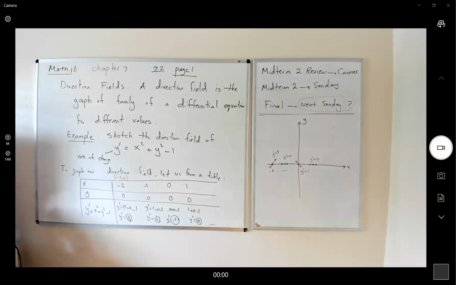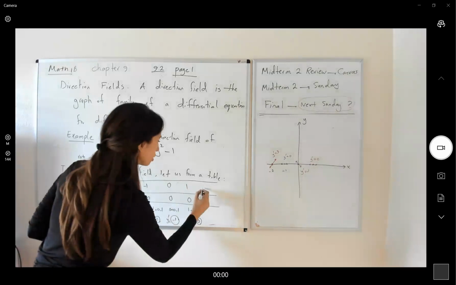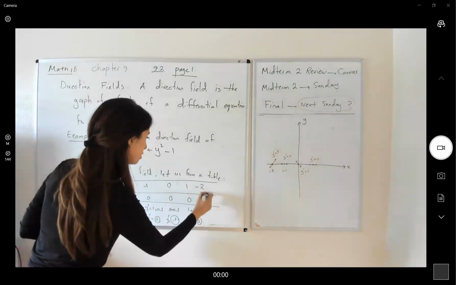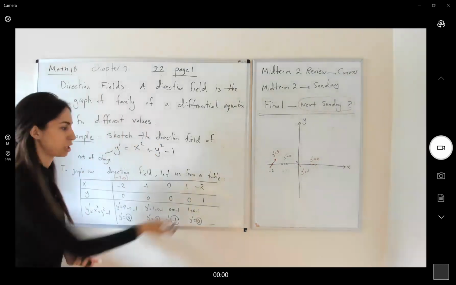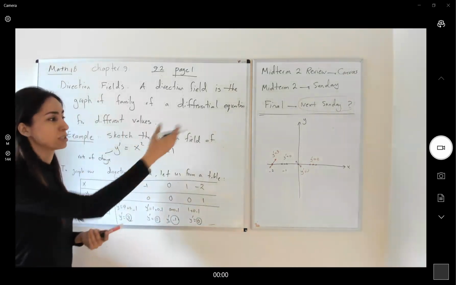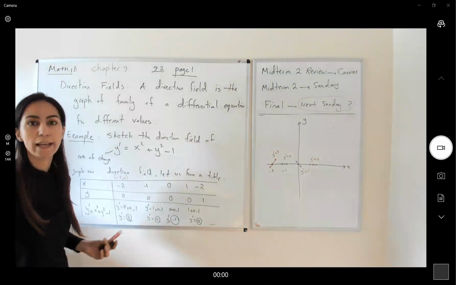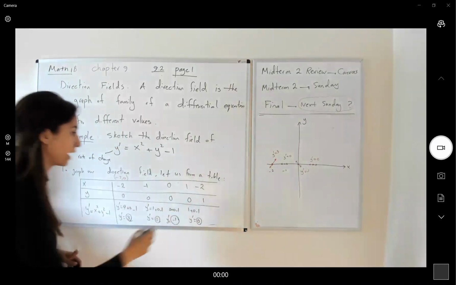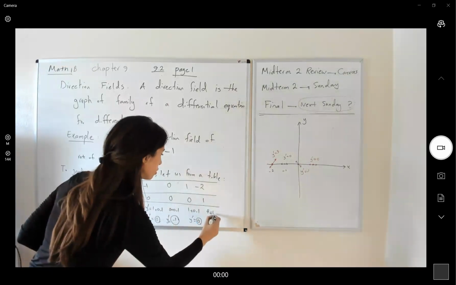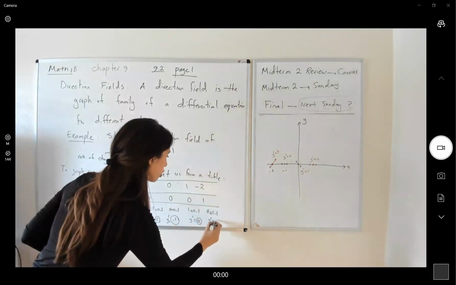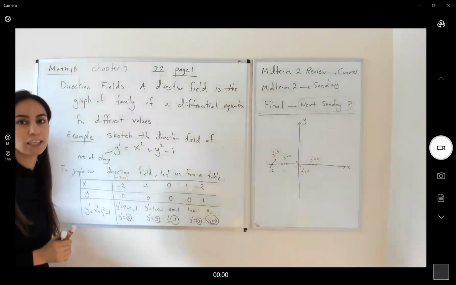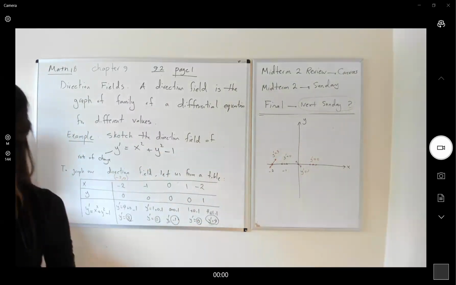Let us plug in more points here. Suppose I plug in, for example, negative 2 and 1. So I'm changing my y value. I'm going to see at other points in the xy plane what the behavior of this direction field is. So I have 4 plus 1 minus 1. So y prime is equal to 4. So the slope of the line is positive 4.